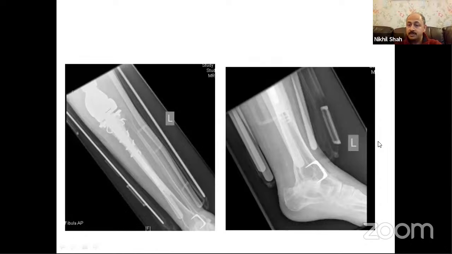The other problem, of course, is she also had a fused ankle. So you can see that you have a fairly rigid lever arm, and you have to really be careful with preoperative planning to do these cases.